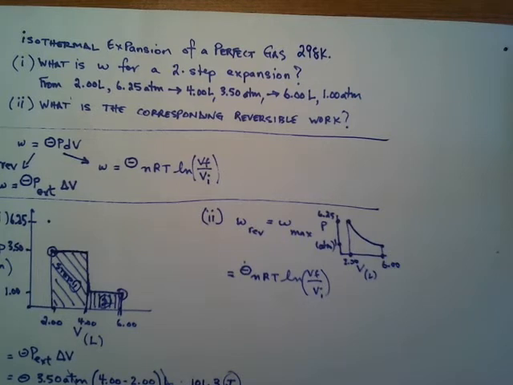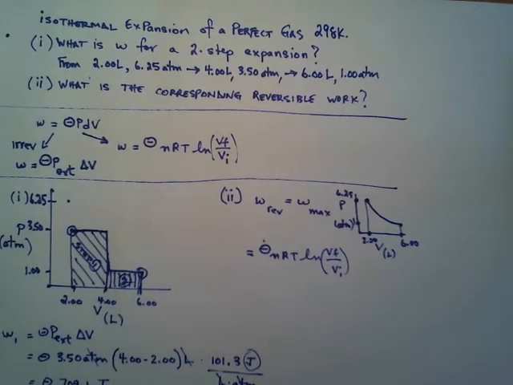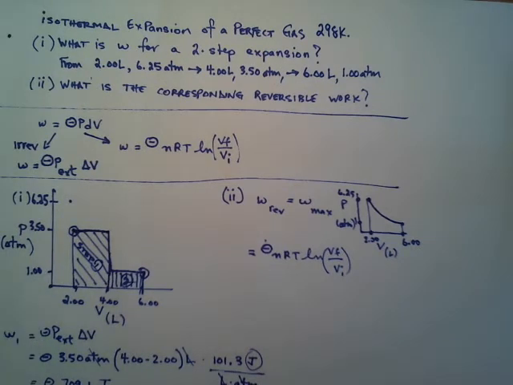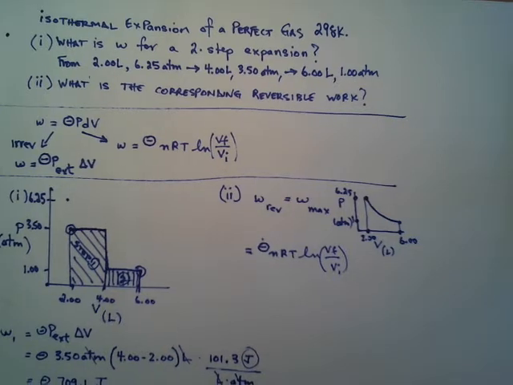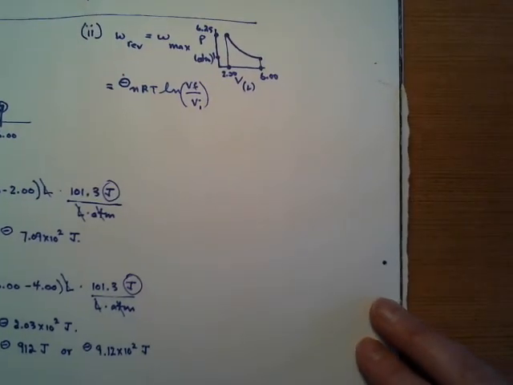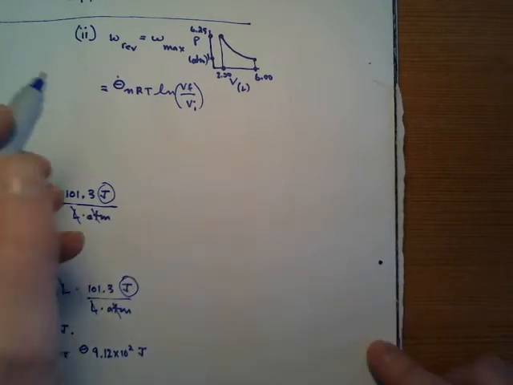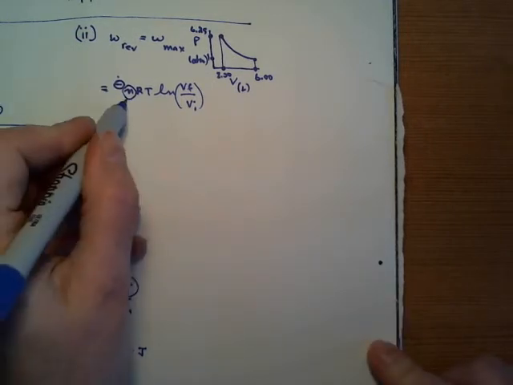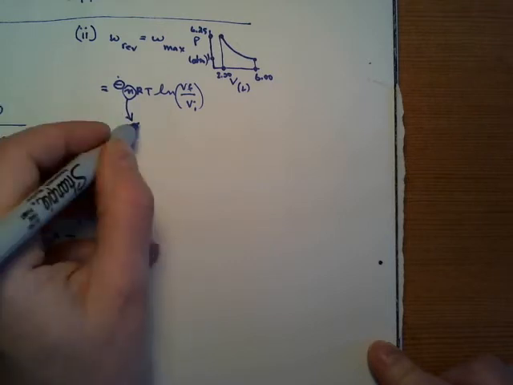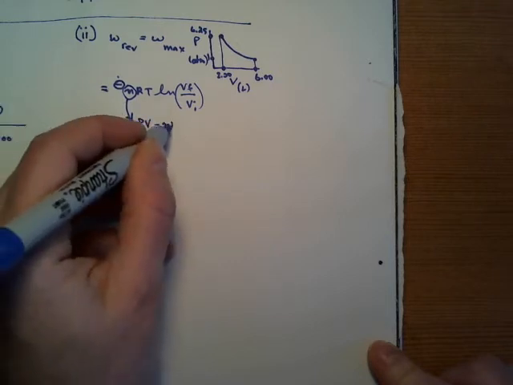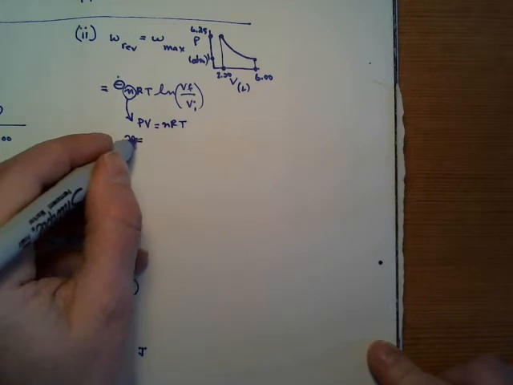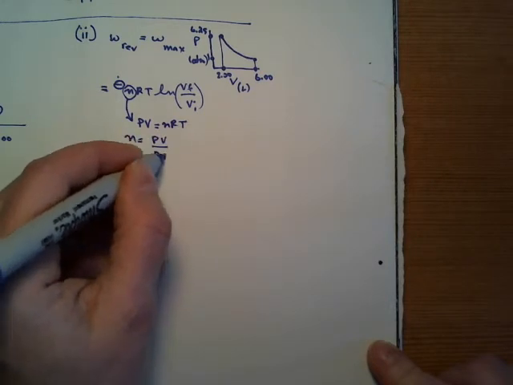What we don't know, though, is n, number of moles, and it's interesting that the work on this side didn't actually depend on the number of moles. It just depends on the volume and the pressure. So what do I do over here? Well, this is a perfect gas, and so I know that PV is equal to nRT, and I can rearrange for n as PV over RT.